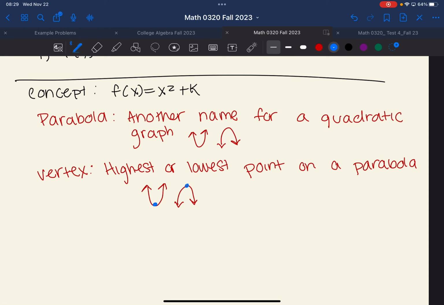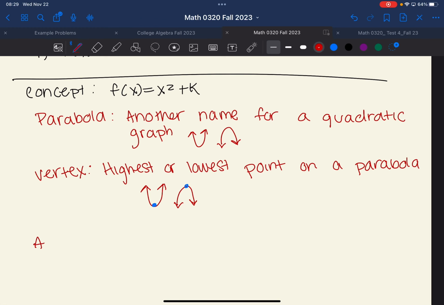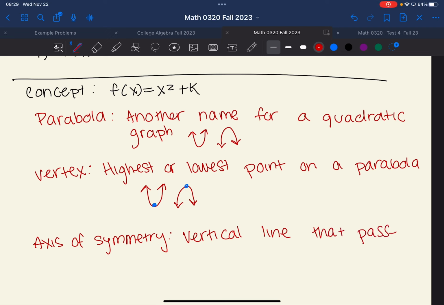And then last vocab here, we have the axis of symmetry. And that is the vertical line that passes through the vertex. And what this axis of symmetry does is it divides the parabola equally in half.